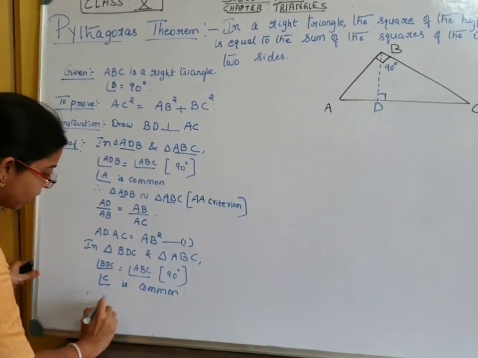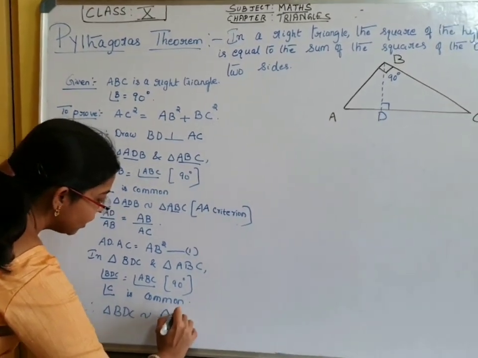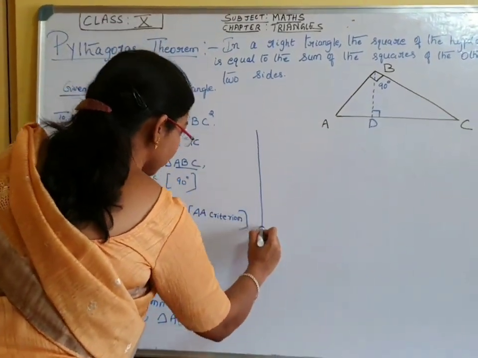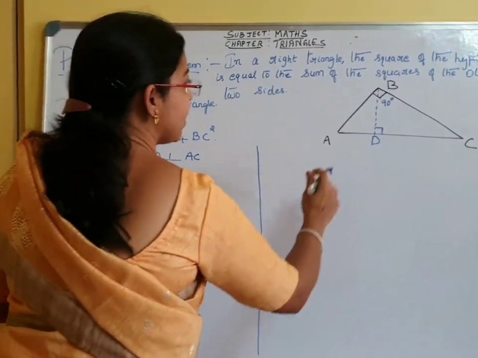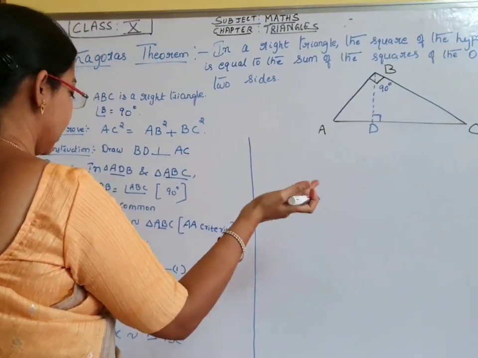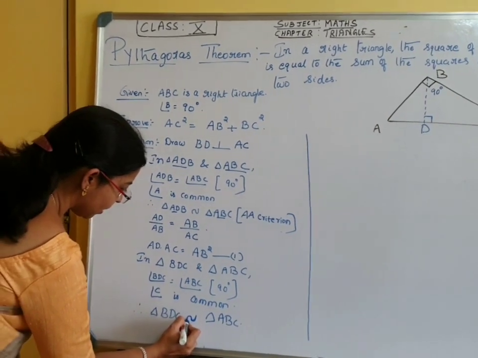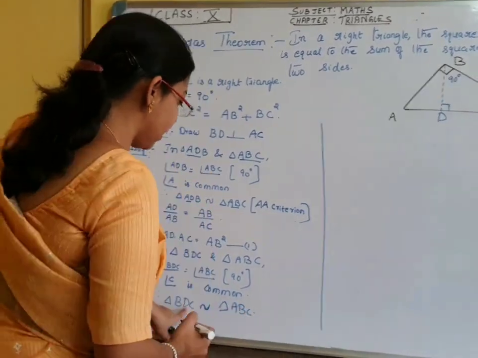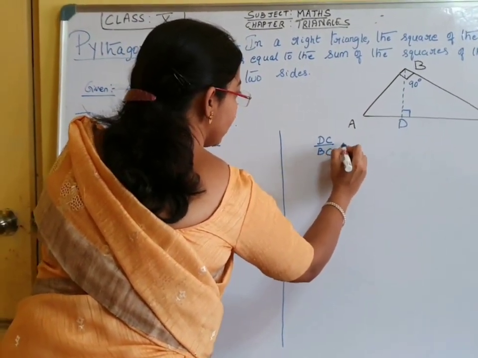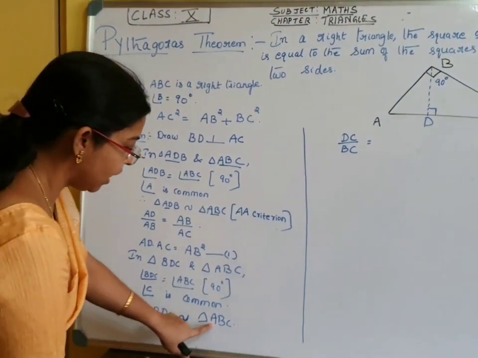Therefore, we can say triangle BDC is similar to triangle ABC. Once we conclude that triangle BDC is similar to triangle ABC, their corresponding sides are proportional. Which are the corresponding sides we are going to take? Here we will take DC. What is the corresponding side for DC? It is BC. DC by BC is equal to, we will take BC. What is the corresponding side for BC here? AC.